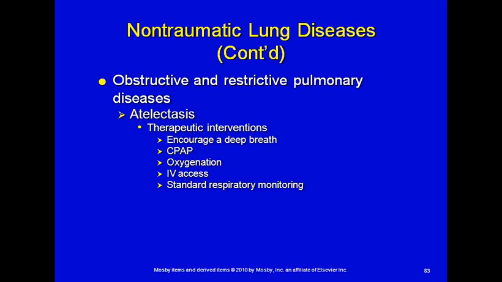Encourage them to take a deep breath. If they're conscious, force them to take a deep breath with CPAP. Give them some oxygenation, IV access, monitors, monitoring end-tidal CO2 and pulse oximetry.